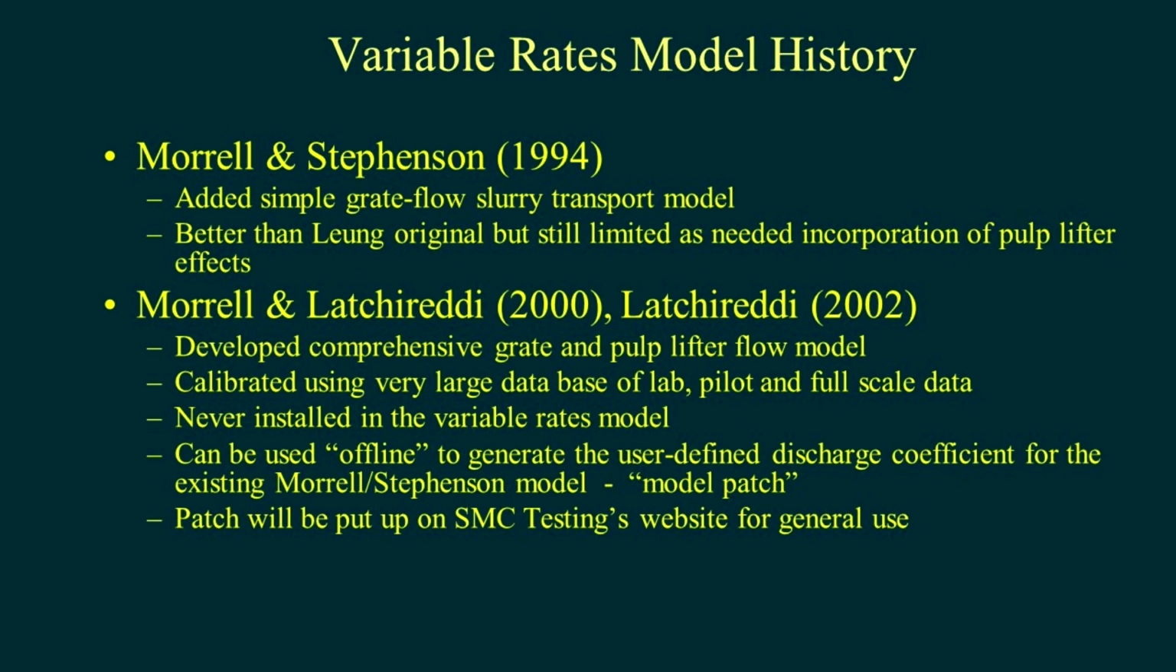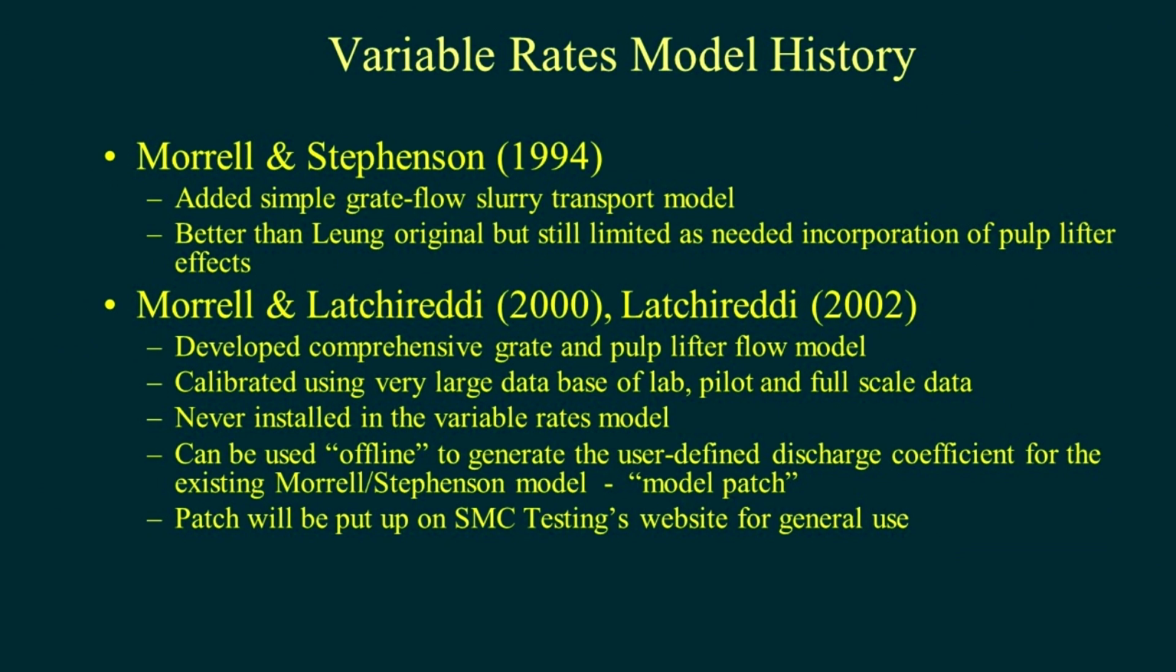The model that sits in JKSimMet asks you to put in a discharge coefficient. It's your job as the engineer to put that number in. What this cheat does, effectively, or will do, you'll be able to put in pulp lifter size, grate open area, pebble port size, a number of other things. It will then tell you what that discharge coefficient should be, and you can then manually put it into that JKSimMet variable rates model to enhance the existing model's capability.